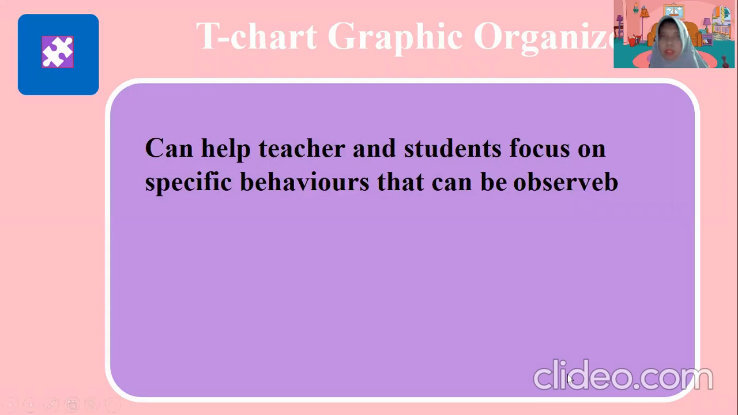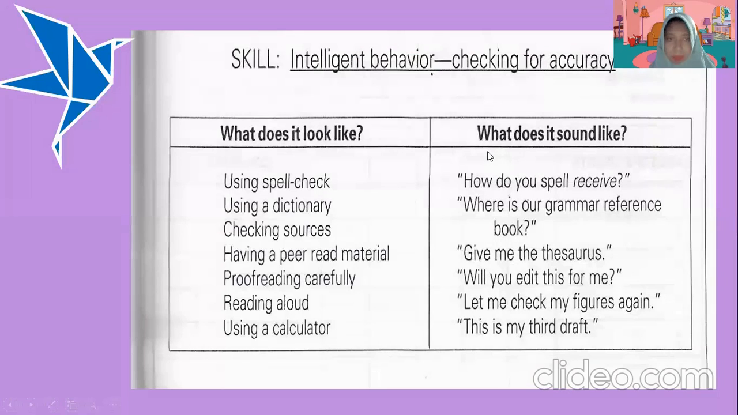And the next is about organizing the observation checklist. The first one, you can make your own observation checklist by using a T-chart graphic organizer, and this T-chart graphic organizer can help both teacher and student to focus on the specific behavior that can be observed. So, for example, for the next slide, the skill that the teacher wants to assess is intelligent behavior and checking for accuracy.